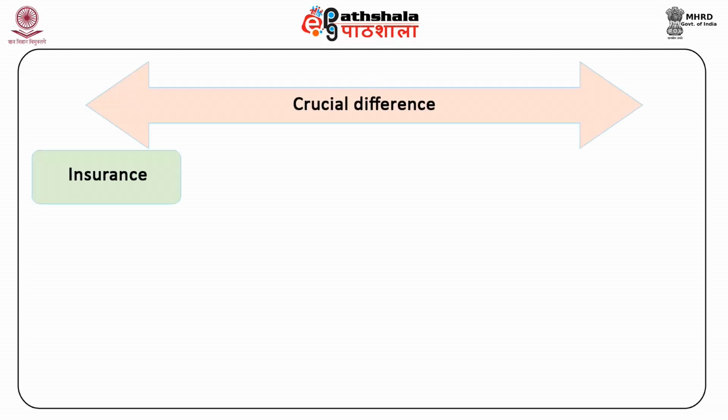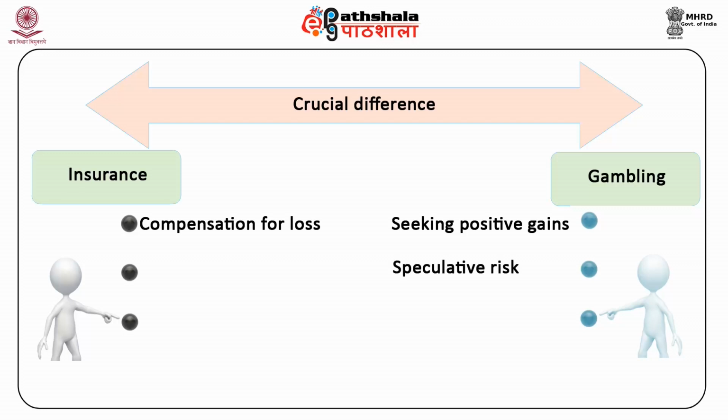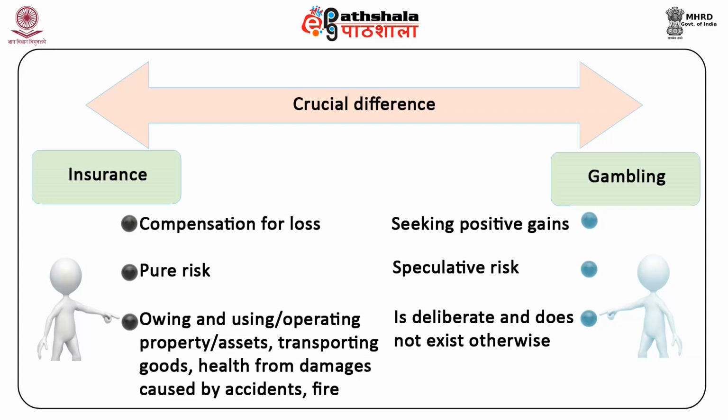In the case of insurance, the insured is not seeking a positive gain but a compensation for loss, while the gambler is deliberately seeking positive gains. Then again, the risk that a gambler takes is speculative in nature, while the risk taken by an insured is a part of the pure risk associated with the everyday activity of carrying on a business, profession, owning property, or consuming. The risk that a gambler takes is deliberate and does not exist otherwise. The risk of the insured is as outlined above and is merely associated with acts of owning and using or operating property, assets, transporting goods, health from damages caused by accidents, fire, and other incidents.